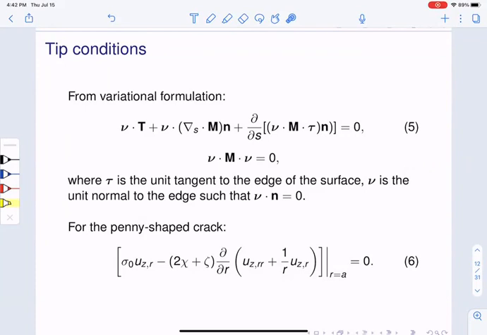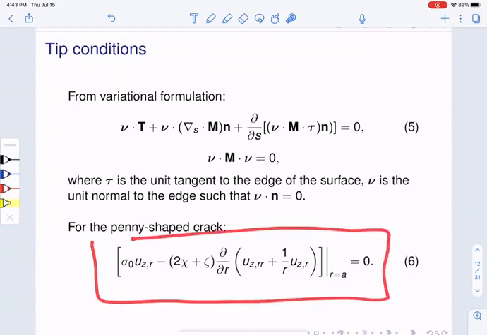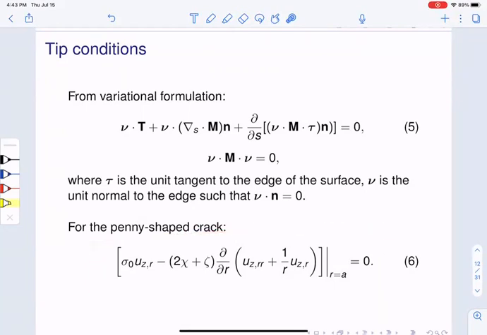We want to satisfy this, where tau is a tangent, and nu is a normal, the vector perpendicular to tau, so this is a triad of vectors. For the penny-shaped crack, due to the symmetry, two of those conditions disappear, and the only condition left is this one. So when we solve our problem, we also need to satisfy this condition just on the boundary of the crack.